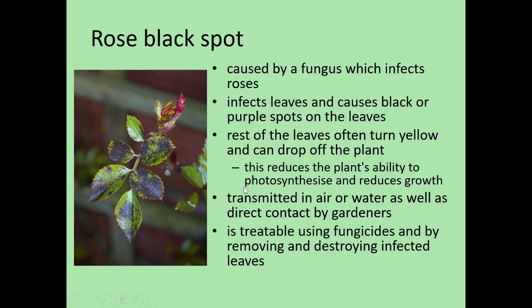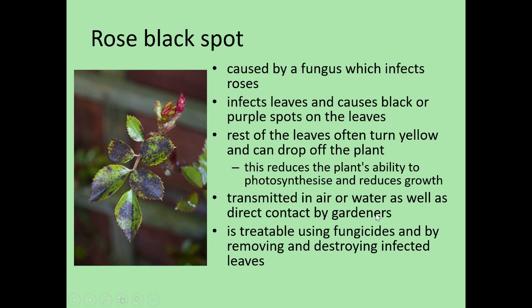So again, if the leaves aren't working, this reduces the plant's ability to photosynthesize, so the plant will not grow and you can't get a crop out of it. How is it transmitted? Well, this time it can be transmitted over the air or in water, as well as direct contact from gardeners. So fungi produce spores, which can be microscopic, effectively offspring, and they spread those just in the air, millions and millions and billions of them, and they will just grow wherever they land.